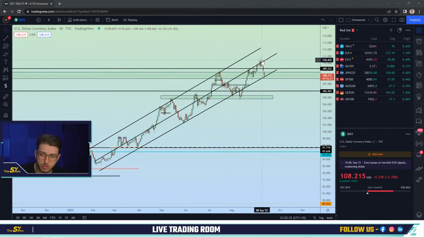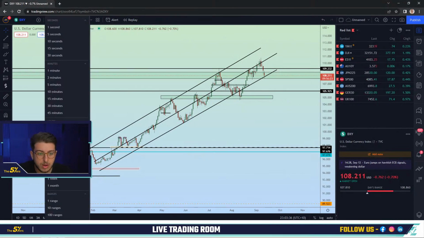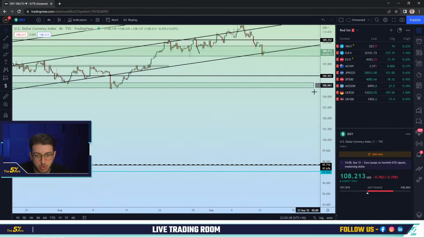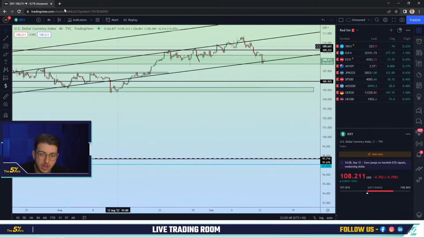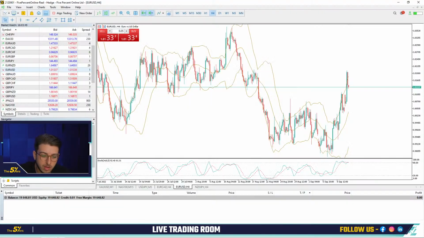We had 110, and today we are opening at 108. The dollar index opened with a gap down. So you might also see in the euro dollar and the pound dollar a gap up. Let me show you actually.